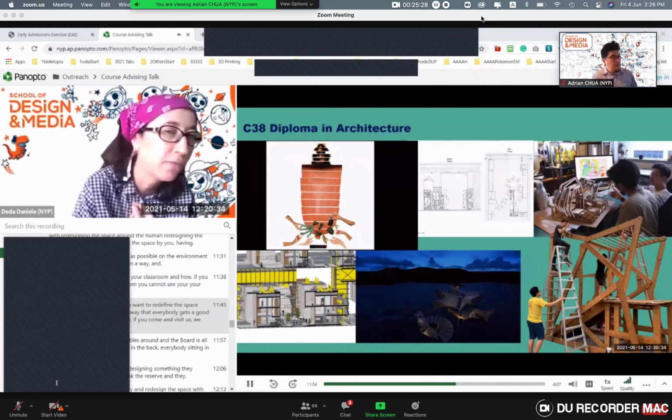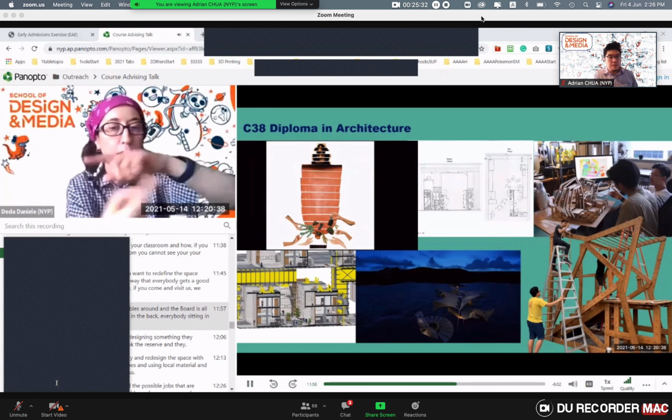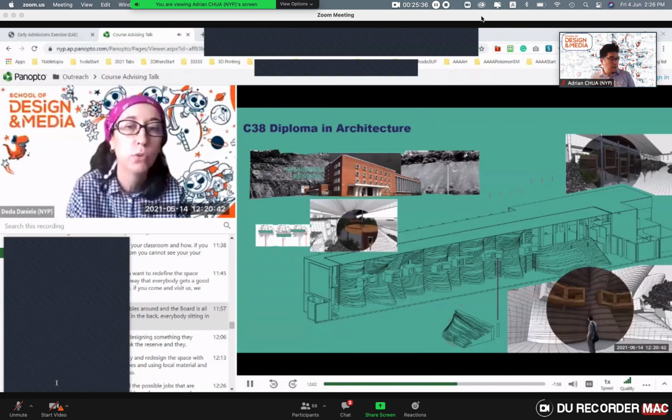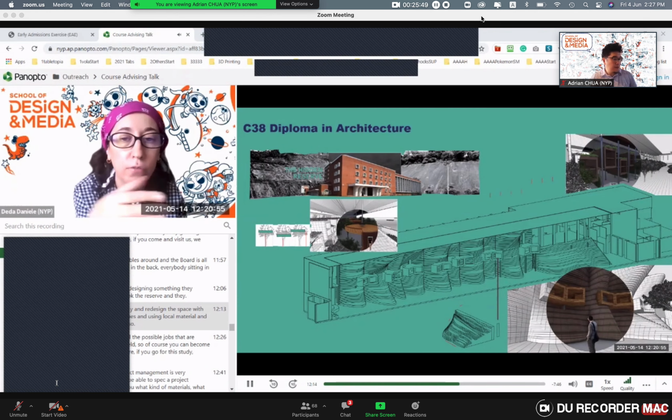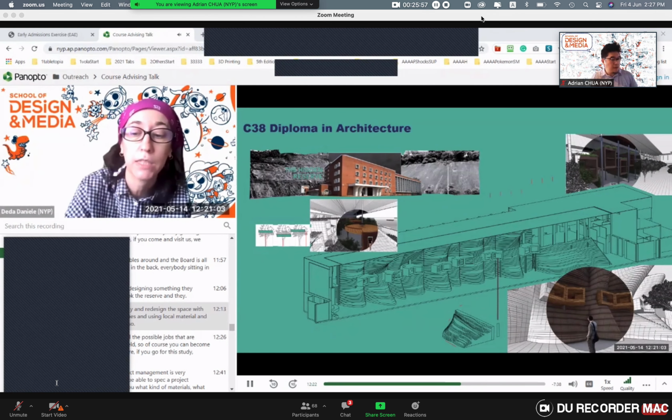So for instance, if you come and visit us, we have a 360 classroom. So all the tables are round and the board is all around them. So nobody's sitting in the back, everybody's sitting in the front seat. So this is redesigning something that already existed. So they took the reserve and they emptied the interior and redesigned the space with these very beautiful organic shapes, using local material and even recycled materials.